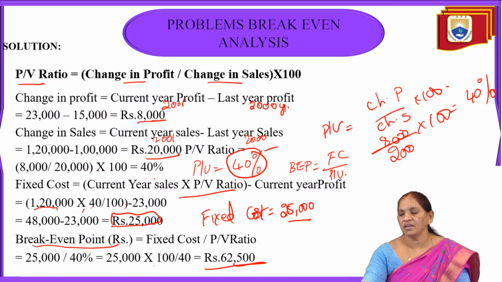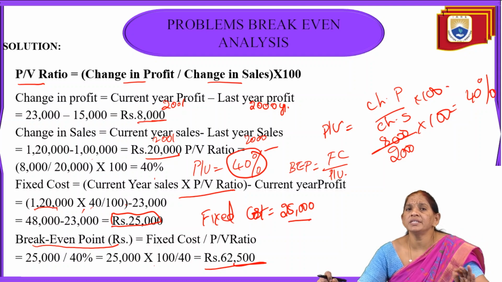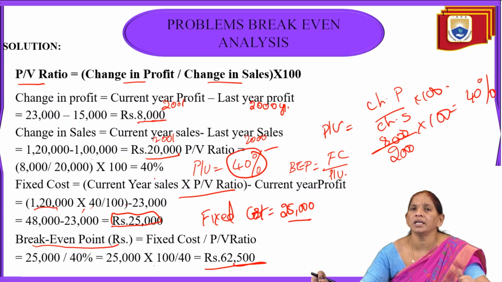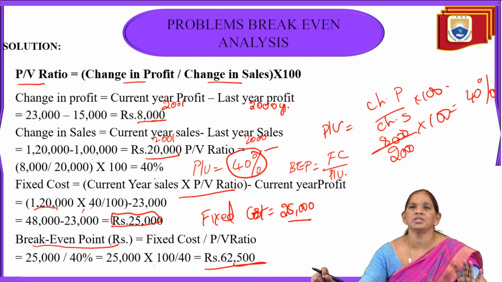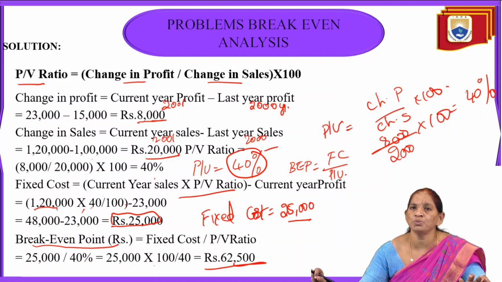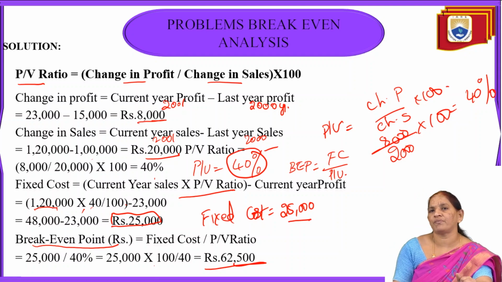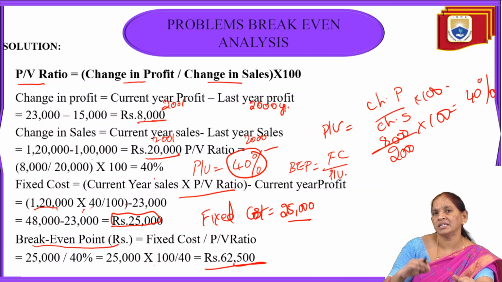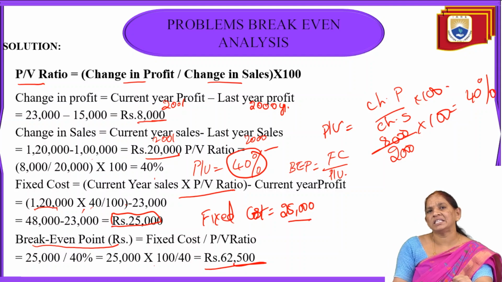So to calculate the break-even, first we calculated the PV ratio. For this type of problem where two years' sales and profits were given, to calculate BEP, we use fixed cost by PV ratio. To calculate PV ratio, we require change in profits by change in sales into 100. To calculate the change in profits or change in sales, change in profits is equal to current year profits minus last year profits. The fresh year is called the current year and the last year we'll call the before year. By taking those two, we calculated the PV ratio.